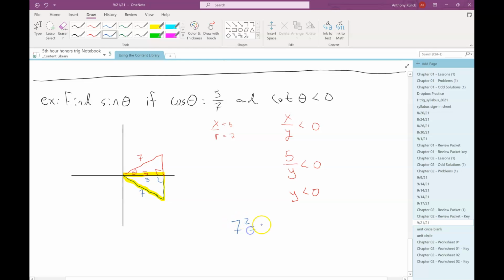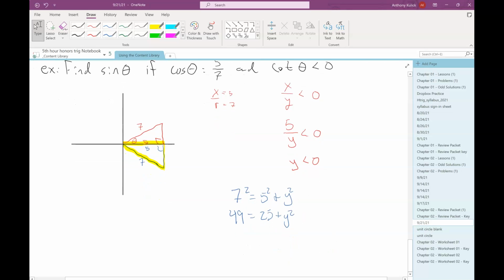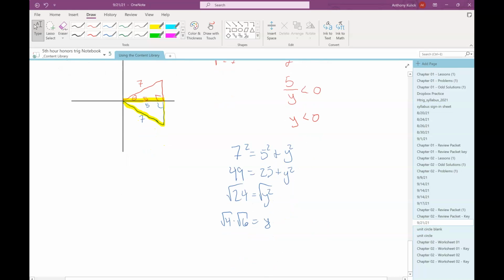So 7 squared should equal 5 squared plus y squared. So 49 is equal to 25 plus y squared. Subtract the 25 from both sides. I'll square root both sides. Since we're talking about the length of something, I'm not going to worry about the plus or minus. And I can simplify the square root of 24 by thinking about it as the square root of 4 times the square root of 6. 4 times 6 is 24. Because the square root of 4 just is 2.